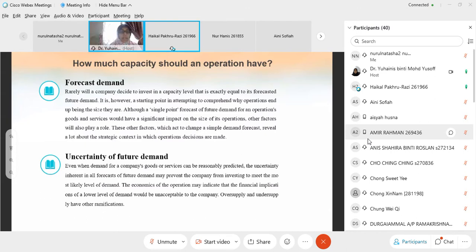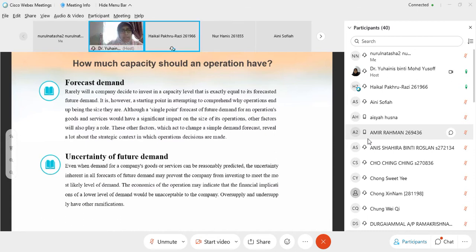Okay, I don't want you to read. I just want you to make a summary for each point, like forecast demand, what is it actually about? I don't want you to read all this. You can share the slide afterwards so the rest can read. But I just want you to explain in simple words about the point. How actually much capacity, other factors affect an operation have?